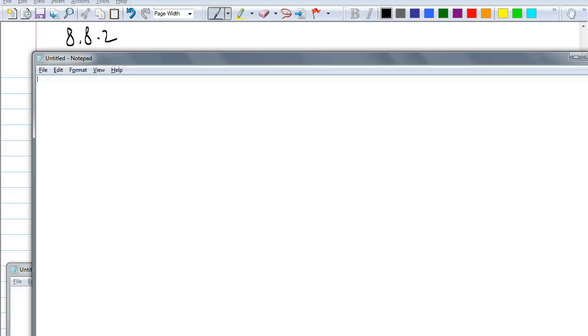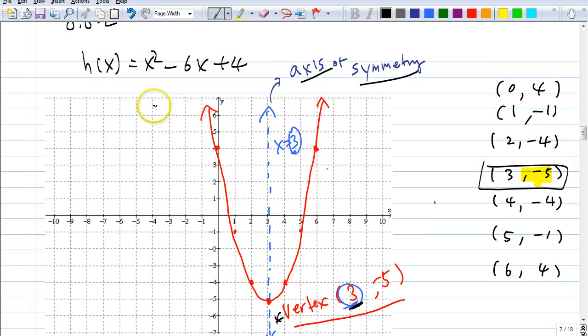Today we're going to continue on from last time. Do you guys remember last time we grabbed a parabola, right? So it looks something like this. It's the same exact parabola from last time. H of x equals x squared minus 6x plus 4.